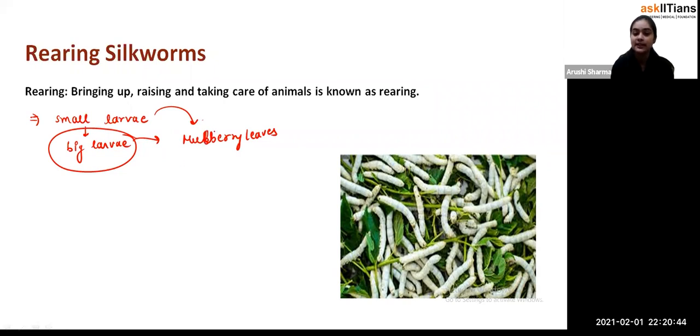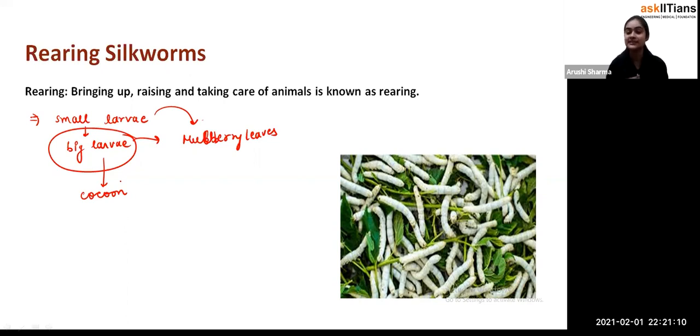Okay, mulberry leaves. So what happens, students, is that these big larvae or silkworms start forming a net-like structure around them, which we call the cocoon. And from that cocoon, we get the silk. So that's the rearing of the silkworm. As I've already told you, keeping and maintaining animals so that we get the desired product from them, we call that the rearing process. So this is the rearing of the silkworm.